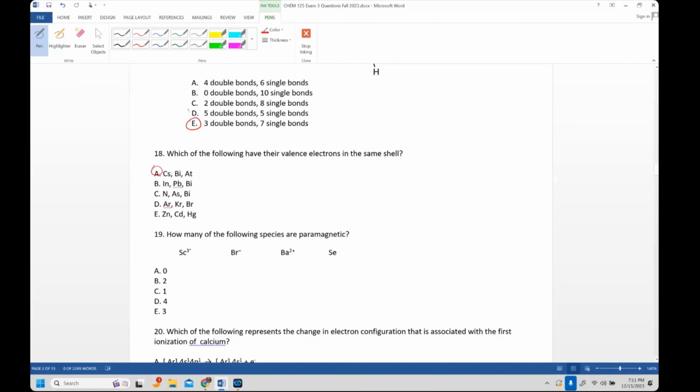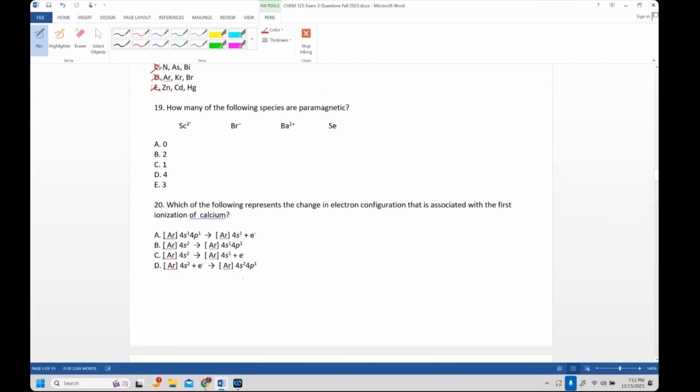Let's look at the other ones. Indium is in 4p. Lead's in 5p, so that's not correct. And then nitrogen is in a different level than arsenic, so that's not true. Argon and krypton are different, and zinc and cadmium are different. So the answer is A. I like this test, it's quicker.